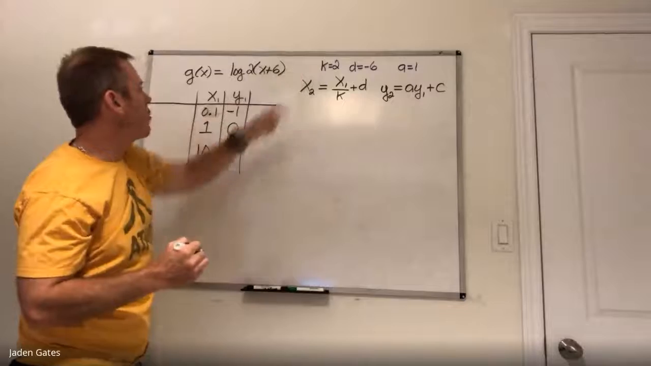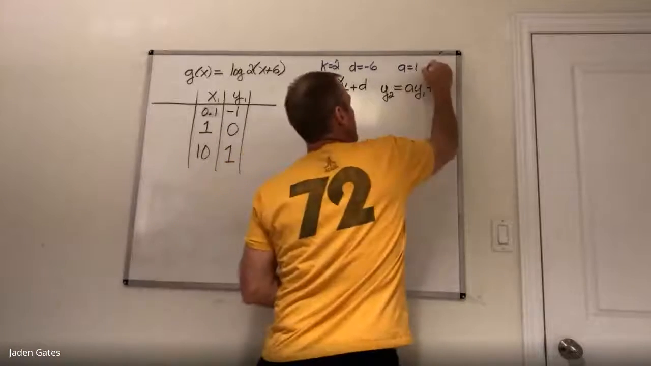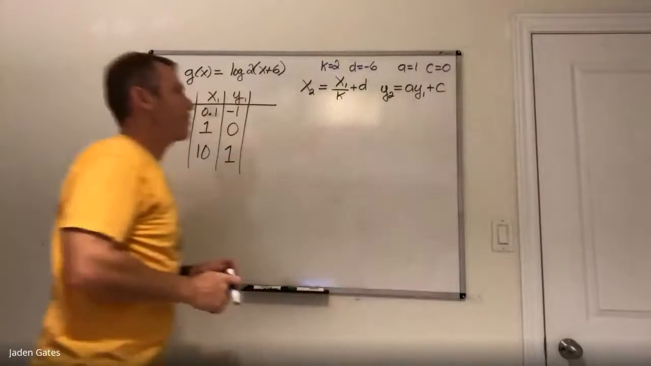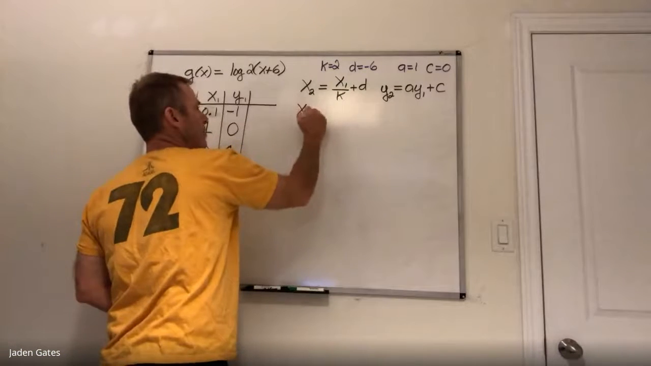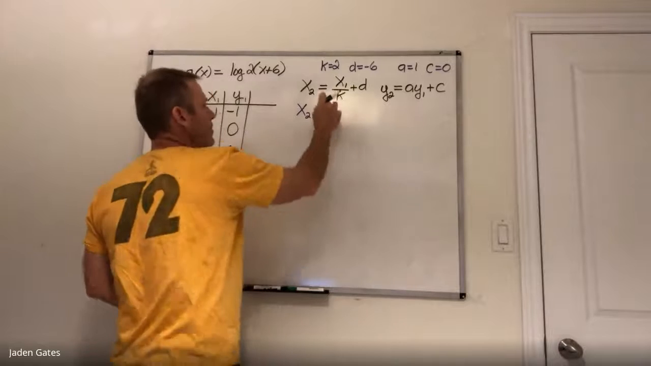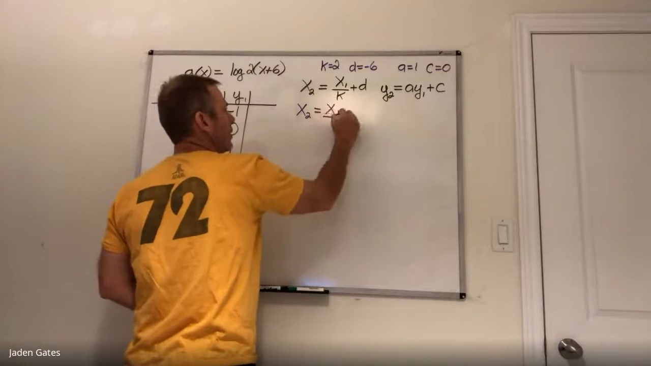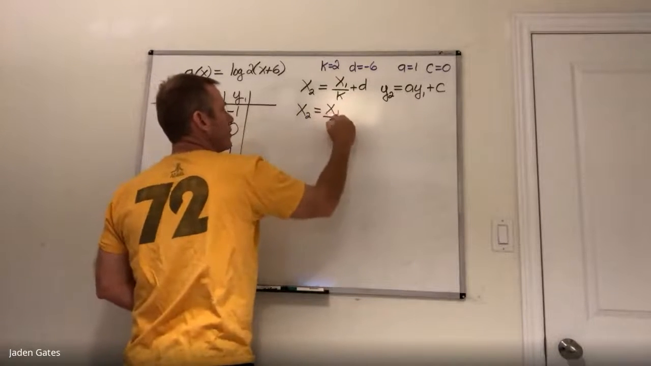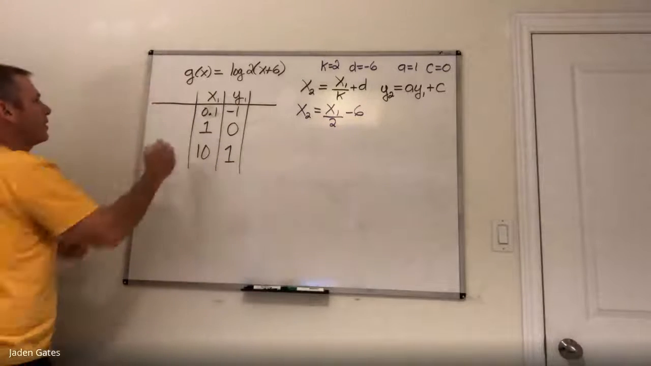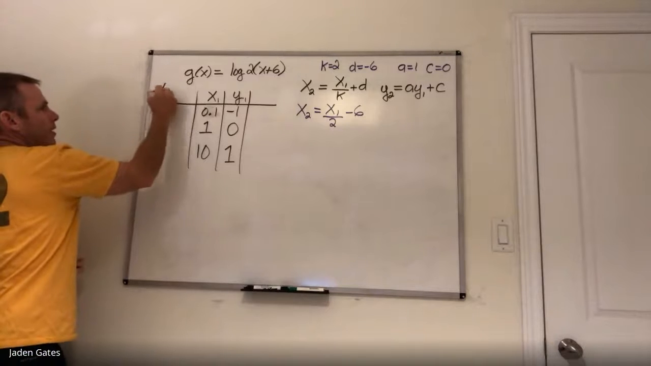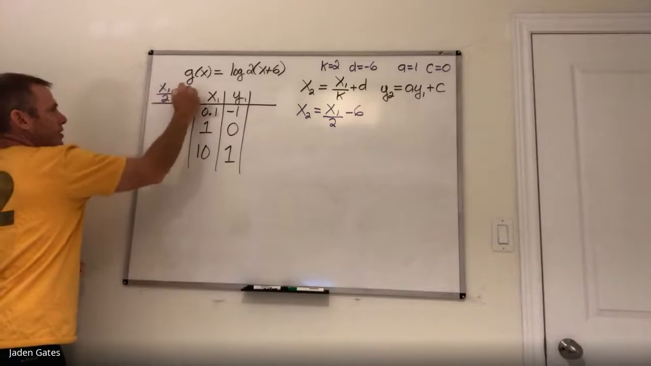And then the c value over here, there's nothing. I got nothing. Now, here's what I'm going to do over on this side. I got x2 is equal to, and I'm just going to sub things in here, x1, k is 2, minus 6. I'm going to take my x1 divided by 2 minus 6.